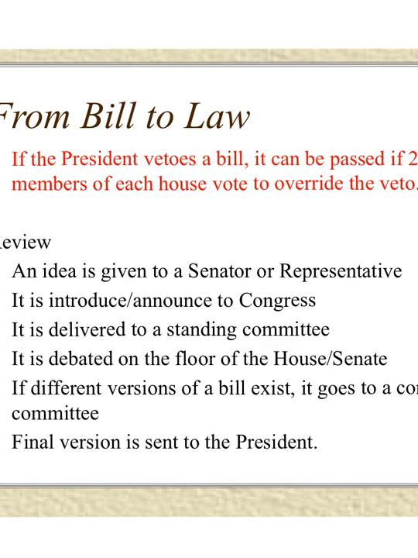Fifth, if different versions of a bill exist, it goes to a conference committee to iron out a bill that's exactly the same. Sixth, the final version is sent to the president for signing, possible veto, or other decisions.